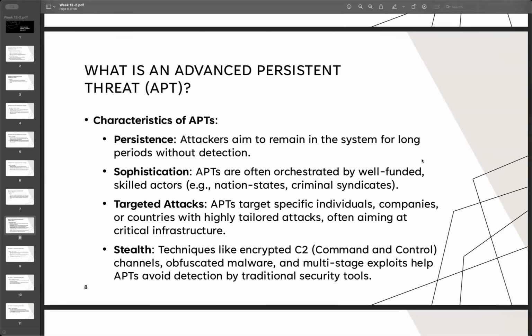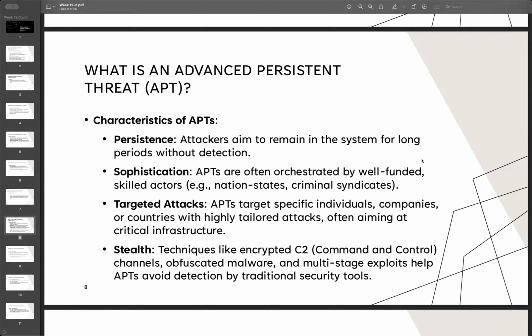So the first one is persistent. The aim is for the attacker to remain in the system for a long period without detection. Sometimes what really happens is that we do have a session, so how can we detect unrecognized logins? Then sophistication. All this will be orchestrated by well-funded or skilled actors, nation-state or criminal ones, or a syndicate.